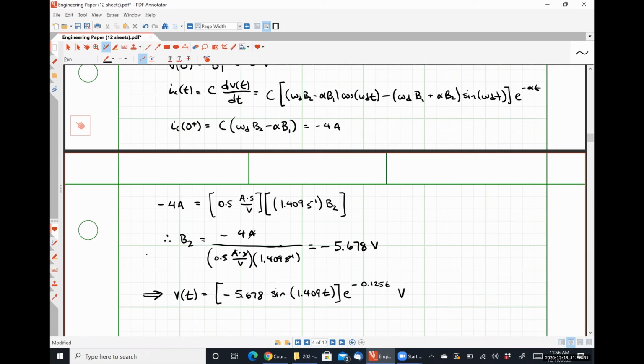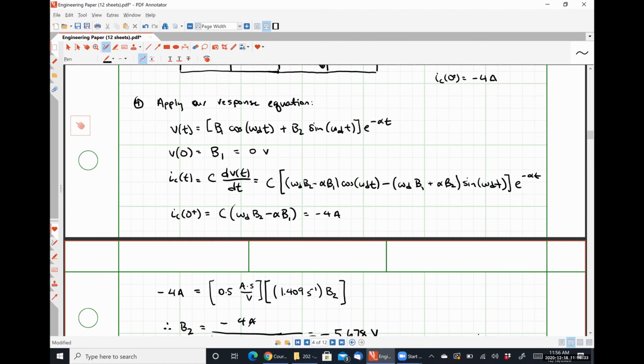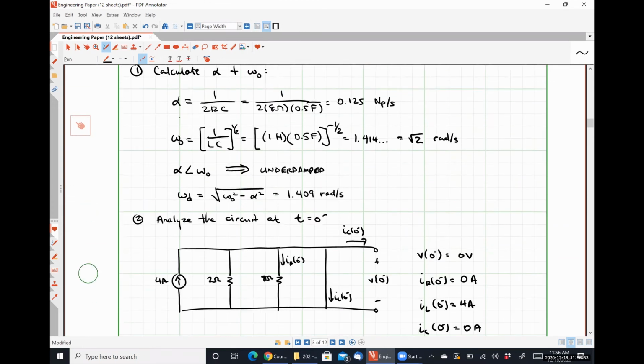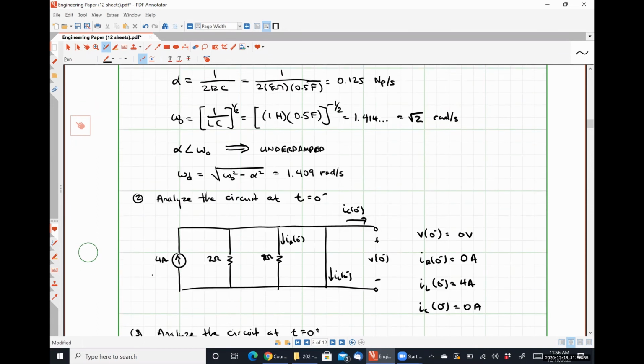If we wanted to find the inductor current right now, it would be trivial. Because we know C, omega d, B2, alpha, and B1, we could literally just plug all those things in and get our coefficients for the inductor current as well. We wanted, I believe, to also solve for our resistor current. How are we going to get the resistor current based on what we have?